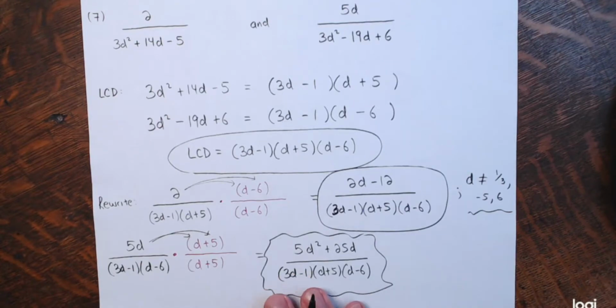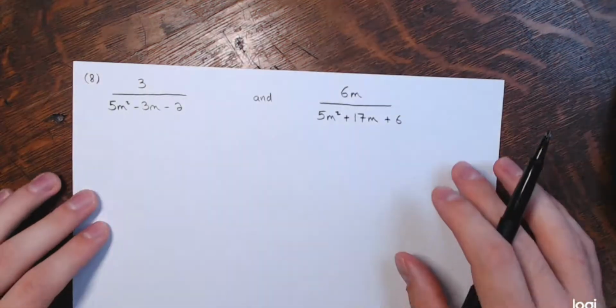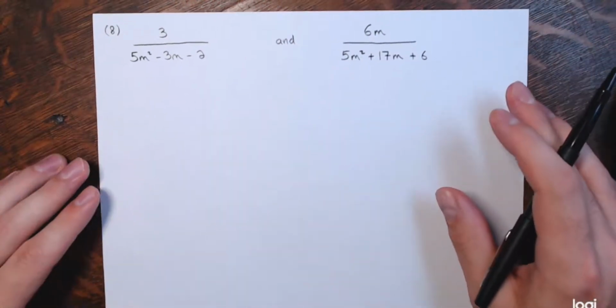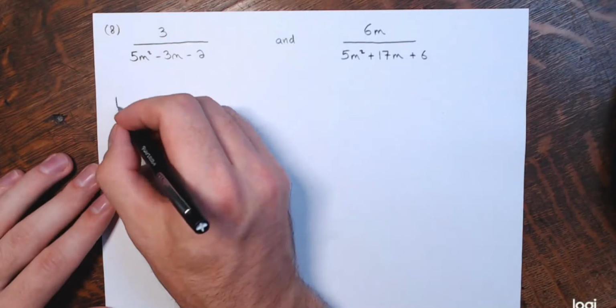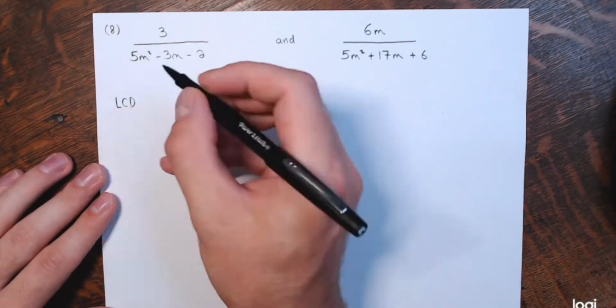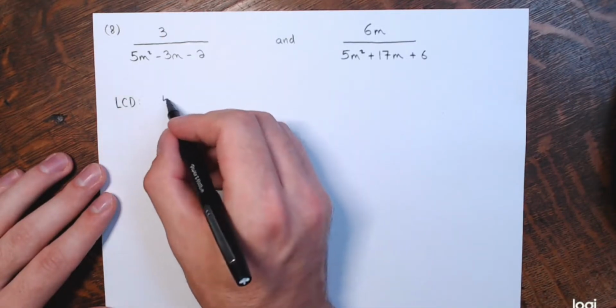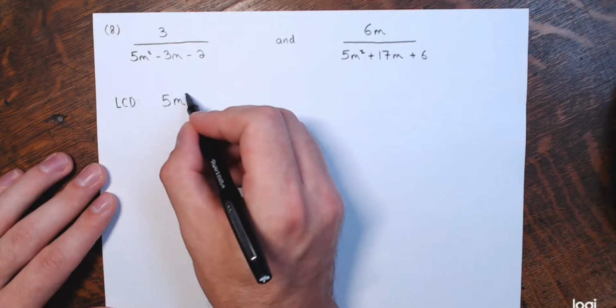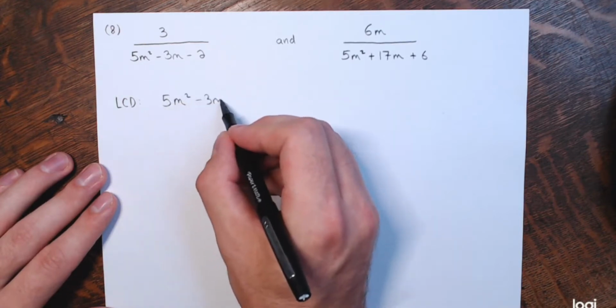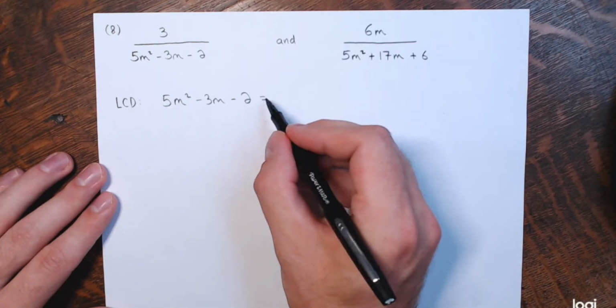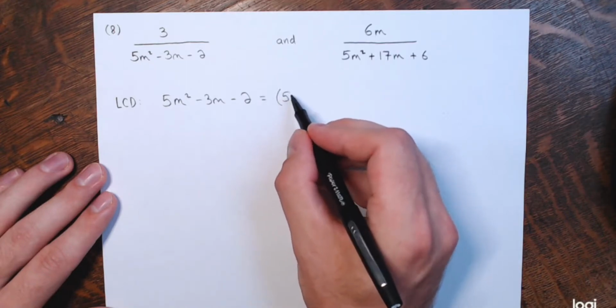And finally, same instructions. Right, example 8. Same instructions. Find the LCD. So first denominator, 5m squared minus 3m minus 2. I factor this. This would factor.